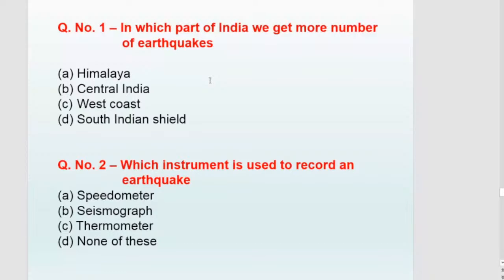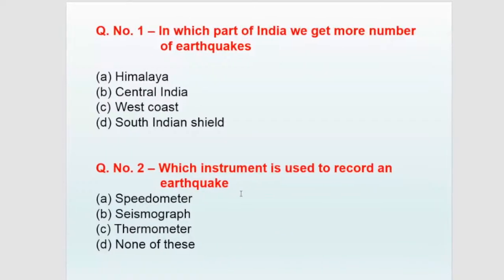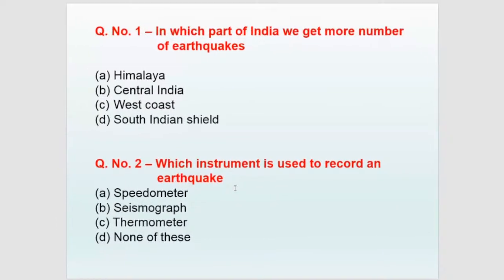Now, the second question is, which instrument is used to record an earthquake? Speedometer, seismograph, thermometer, none of these. We've got a response from Mr. Shivansh, seismograph. Miss Lata also said option B, which is the seismograph. Miss Prachi has also said it's B. So it is the correct answer.